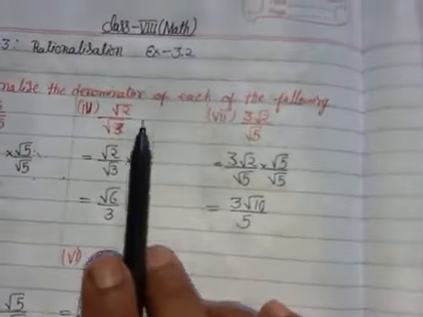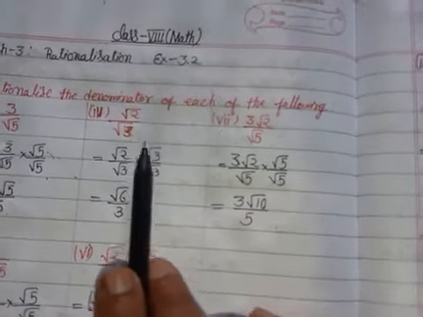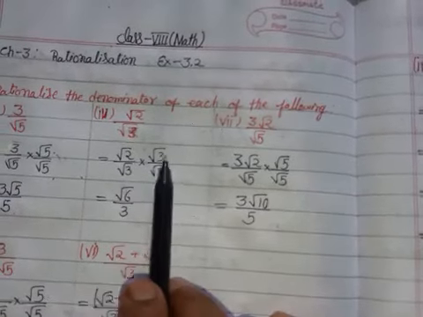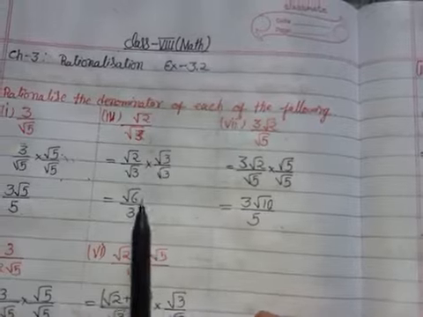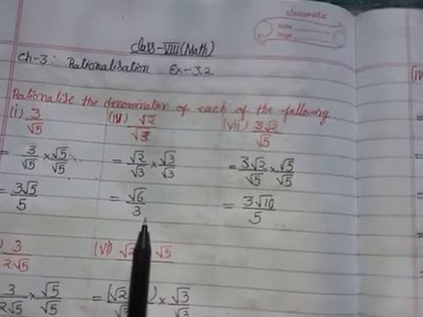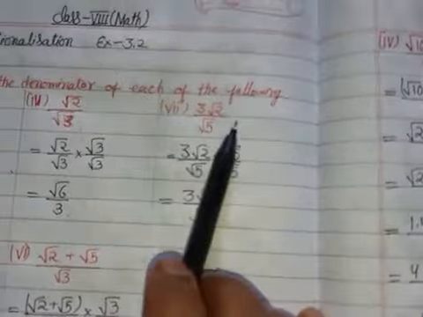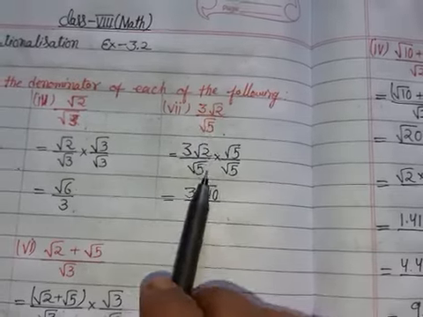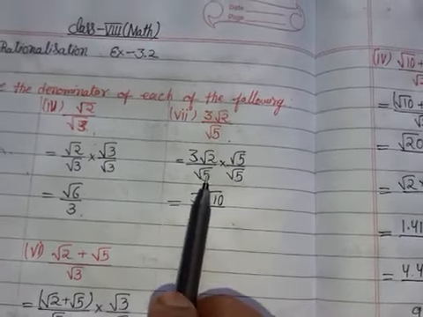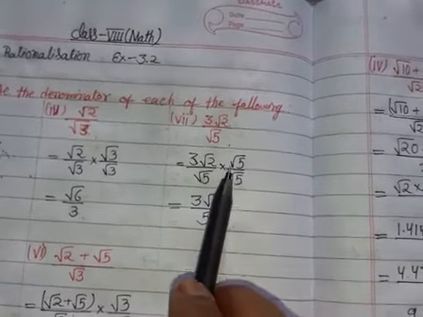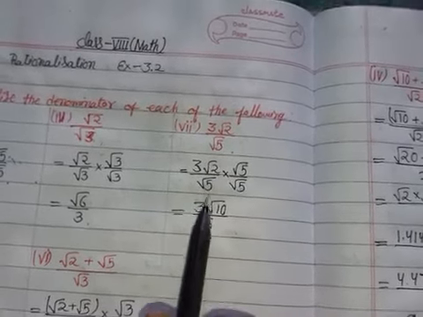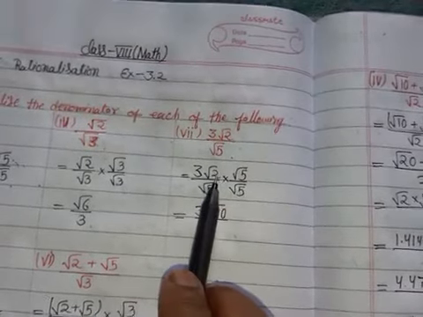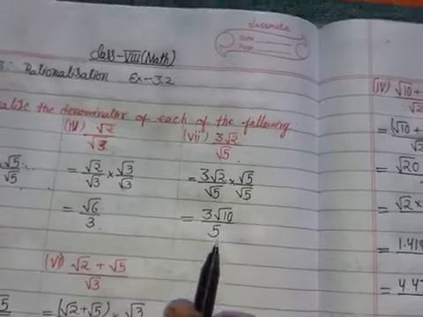Now here root 2 by root 3, there is root 2 in the numerator but in the denominator there is root 3, so we multiply by root 3 by root 3. Root 2 into root 3 is root 6, and root 3 by root 3 we write simply 3. Now 3 root 2 by root 5, here also the denominator is root 5, so we multiply by root 5 by root 5. 3 is a whole number, so we multiply the roots: root 2 into root 5 is root 10, and root 5 by root 5 is 5.